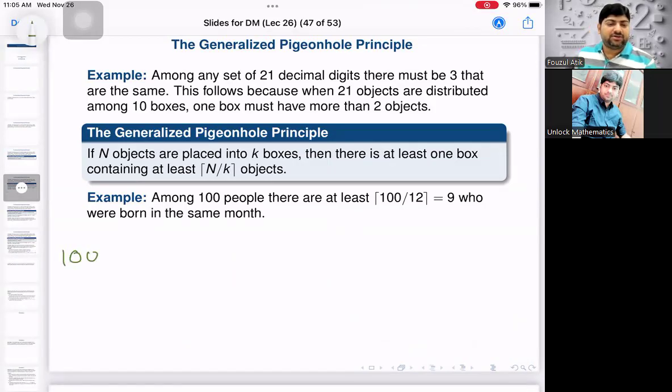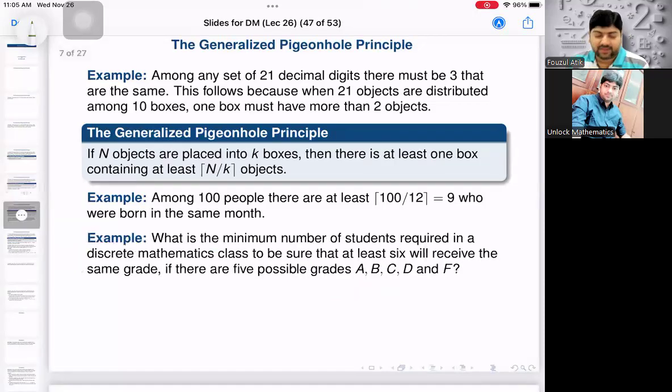So how will you do it? Even if they are distributed very well, by the generalized pigeonhole principle, among them there will be 9 people who will be born in the same month. That you can guarantee. I hope this is clear.